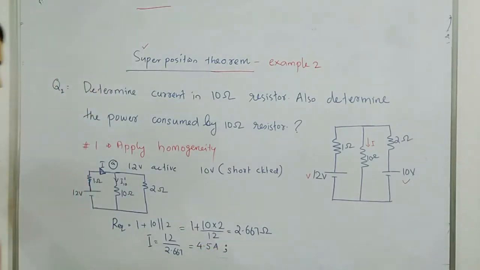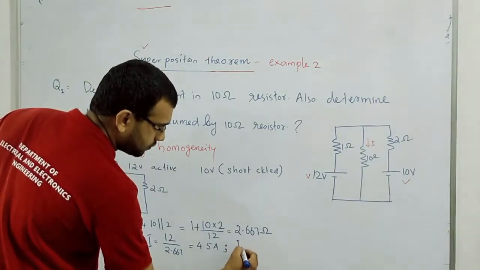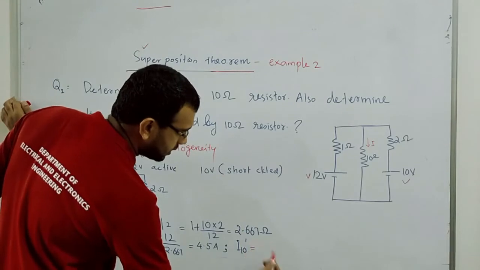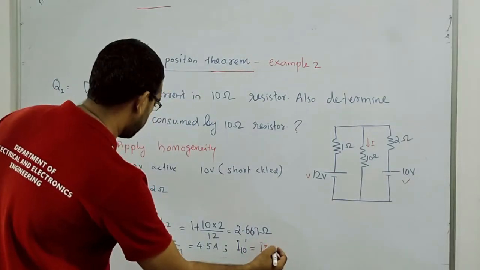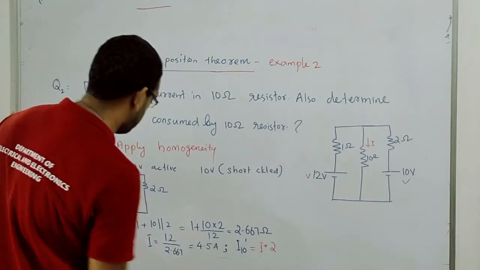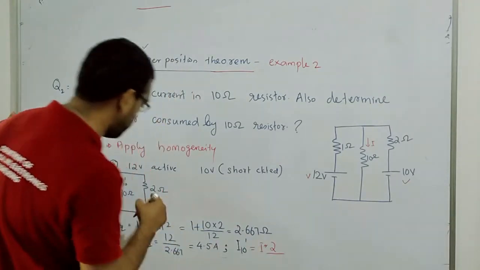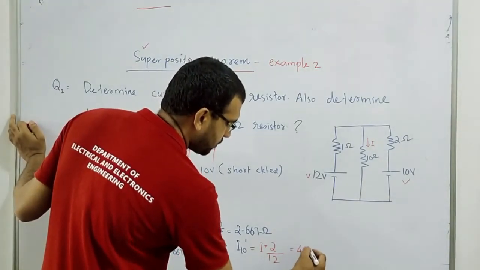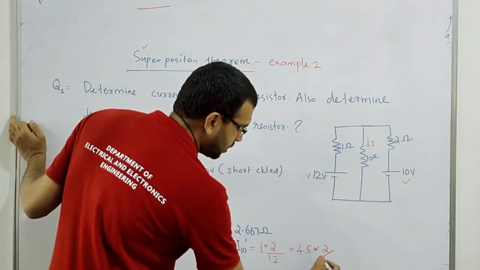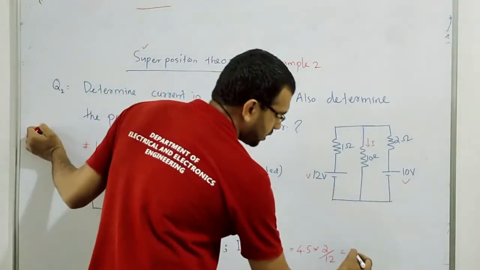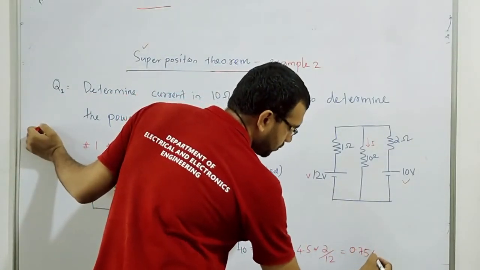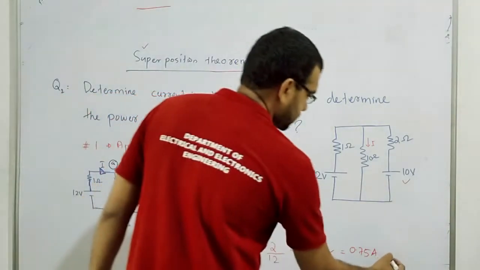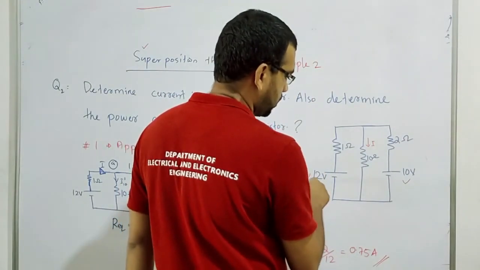Now we need to find I10 dash. In order to find I10 dash, we can apply the current division rule. I10 dash is equal to the main current into the other branch impedance, that is 2 ohm, divided by the total impedance, that is 10 plus 2, which is equal to 12. So which is equal to 4.5 into 2 divided by 12, which is coming as 0.75 ampere. So this is the first part, that is the response due to 12 volt alone.